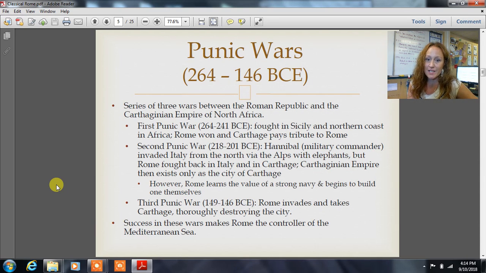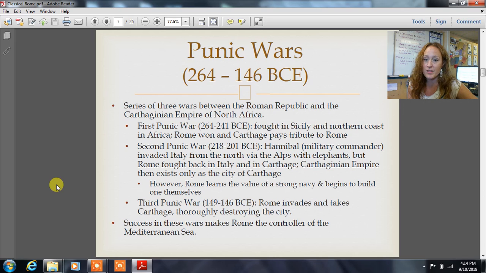They go to war again in the Second Punic War, and this is when a very famous military commander, Hannibal, who was fighting for the Carthaginians, invades Italy from the north via the Alps. If you think about it, Carthage is in northern Africa, and you would have the Mediterranean Sea in between. So instead of attacking from the sea, they went up and around through a land-based attack and came down through the Alps with elephants. But Rome fought back in Italy and in Carthage, and the Carthaginian Empire lost a lot of its territory and was reduced to a very small empire in northern Africa.